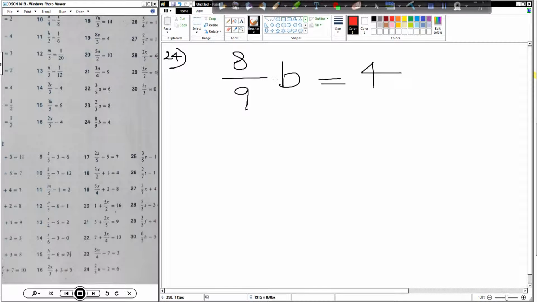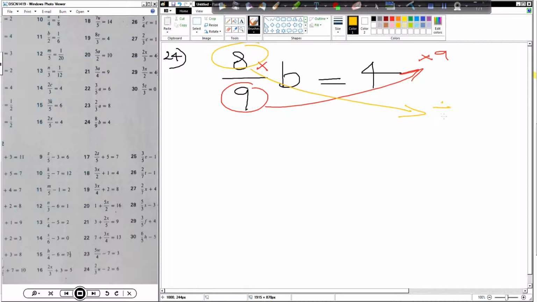What's being done to the b? It's been times by 8 and divided by 9. That's just a different way of setting it out as a separate fraction. So b is still being times by 8 and divided by 9. So we move the divided by 9 first, so the divided by 9 becomes a times by 9. And then we say that the times by 8 becomes a divide by 8. So we copy down b is equal to 4 times by 9 over 8.